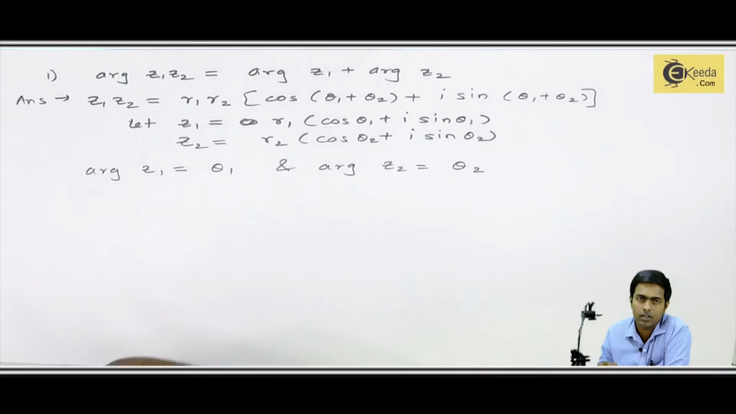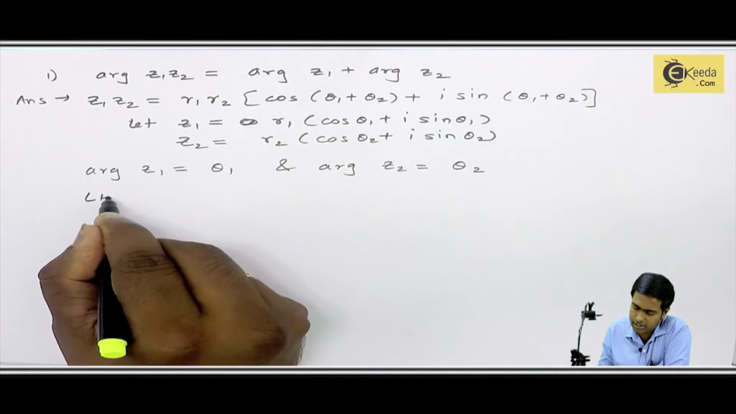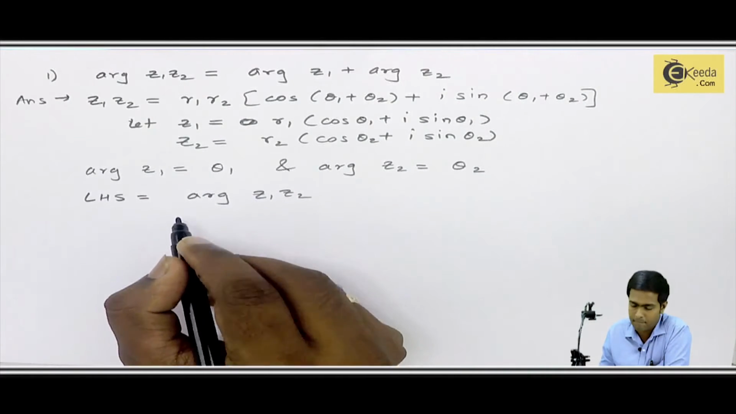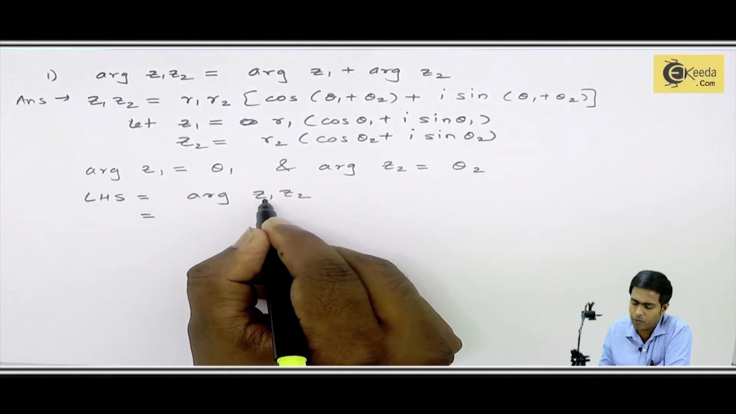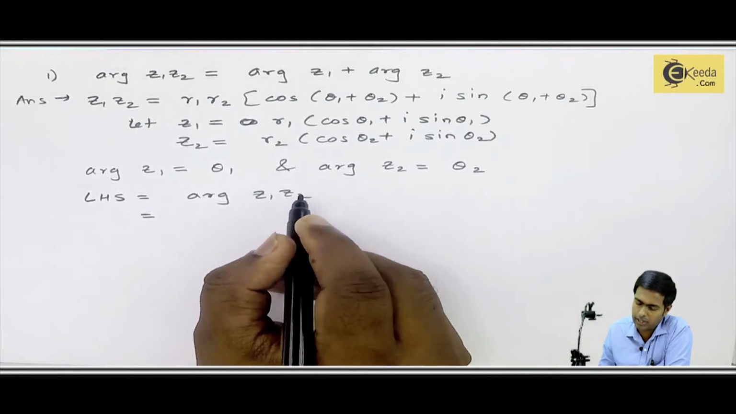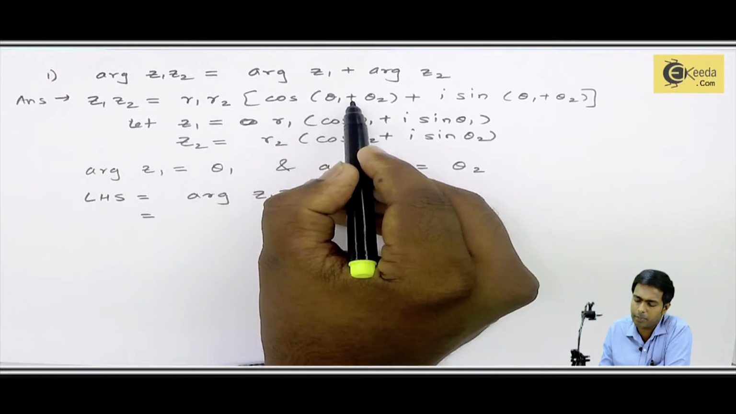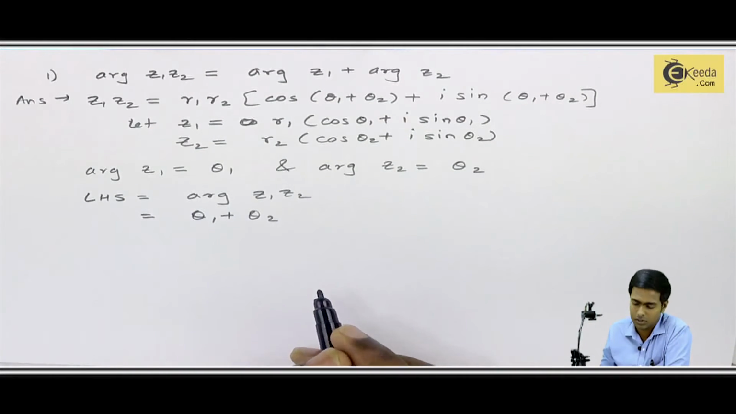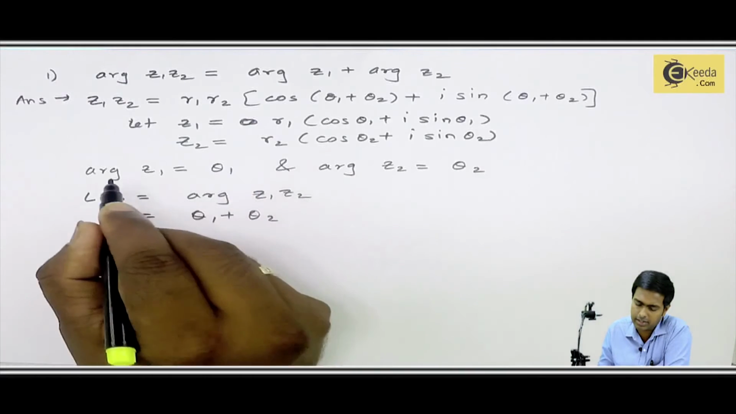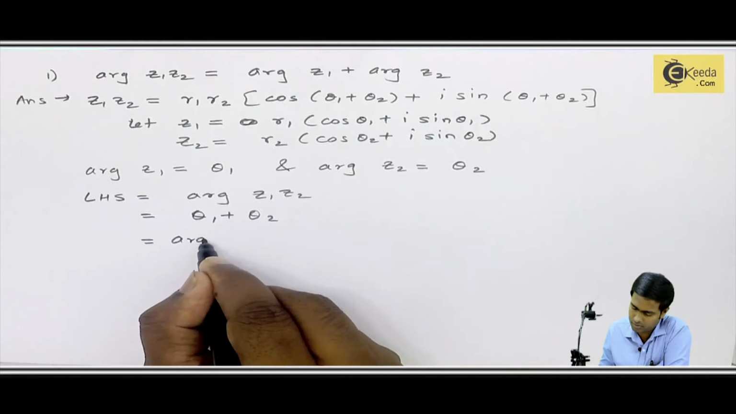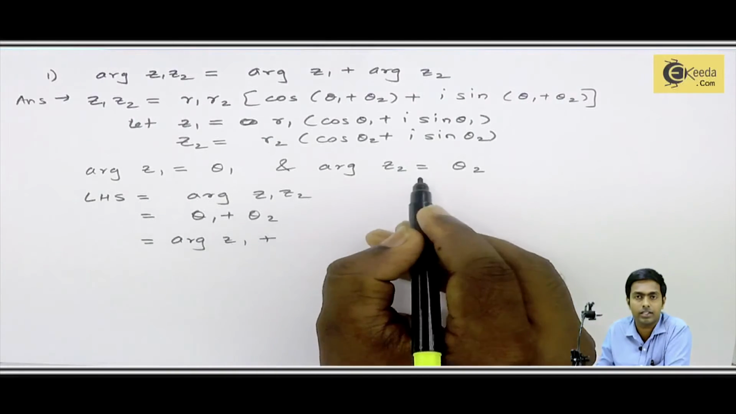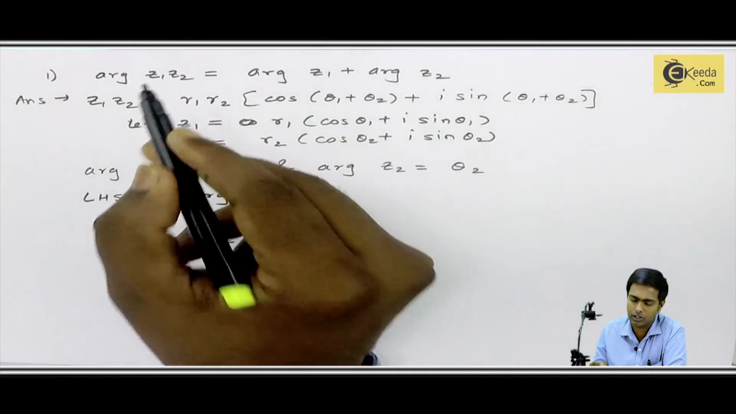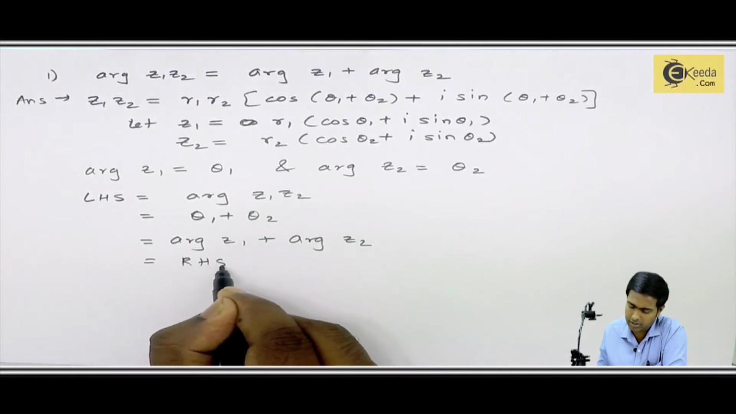Now, to prove this result, we will start with the LHS. So LHS is given as argument of z1 into z2. Here argument of z1 into z2, as proved in the previous result, is theta 1 plus theta 2. So we can take it directly, theta 1 plus theta 2, and we all know that theta 1 is argument of z1 and theta 2 is argument of z2. So ultimately it proves this new result. So it is nothing but our RHS.